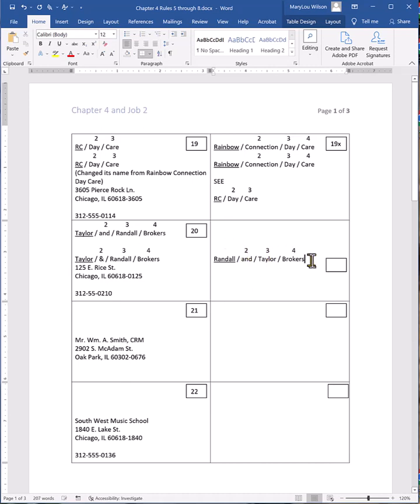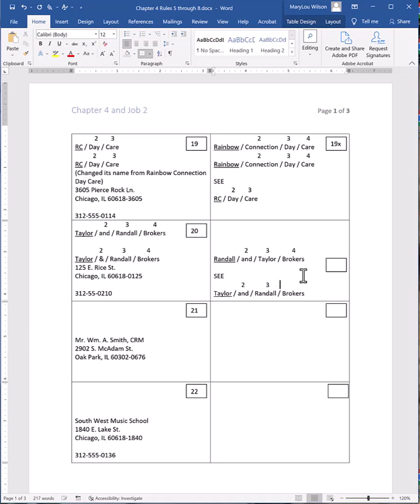Now this is not where the information for this company is going to be stored, however. It's going to be stored under Taylor and Randall Brokers. So let's get our C in here and then write where folks go to find the information for this customer. So it is Taylor and Randall Brokers. And again, I'm going to underline my key unit of the original record or the original filing segment.